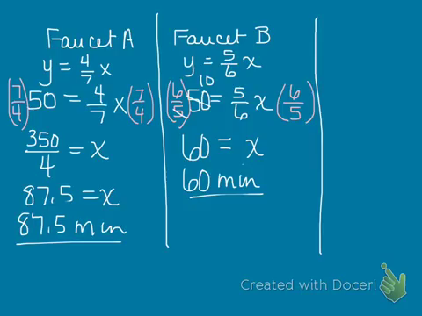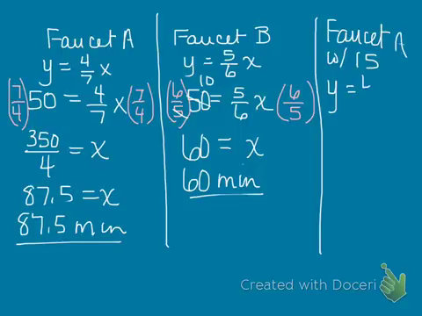Okay, so we already know that faucet B can do the full 50 gallons in 60 minutes. So what we want to know is for faucet A, faucet A with 15 gallons. So what would that equation look like? So the total volume in the tub is going to be 4/7 of a gallon every minute times the number of minutes. And then I already have 15 gallons, so that's plus 15. So now I want to solve for the 50-gallon tub. So 50 gallons is equal to 4/7 x plus 15.